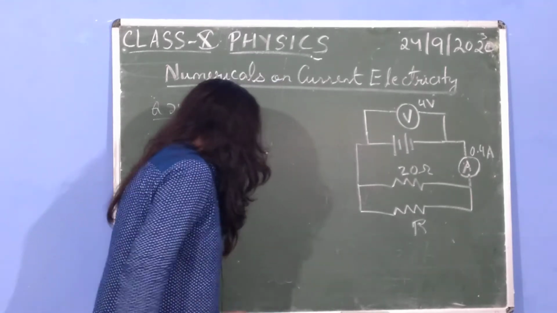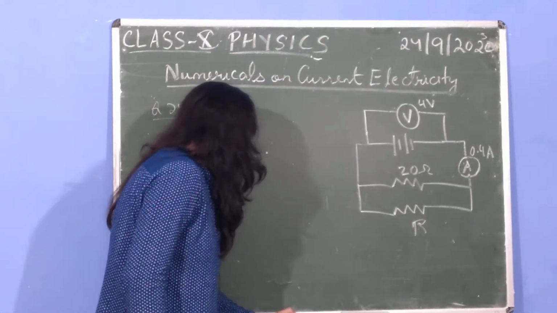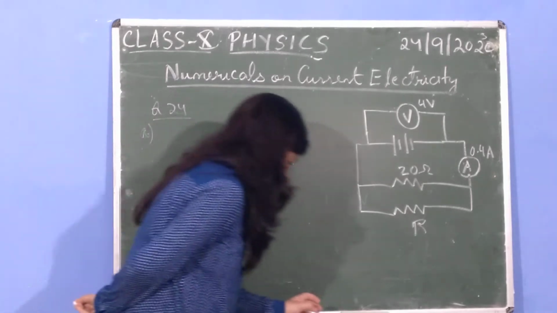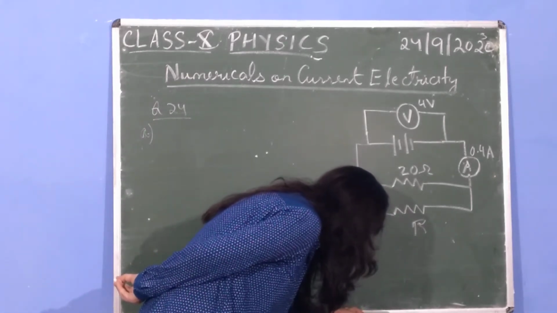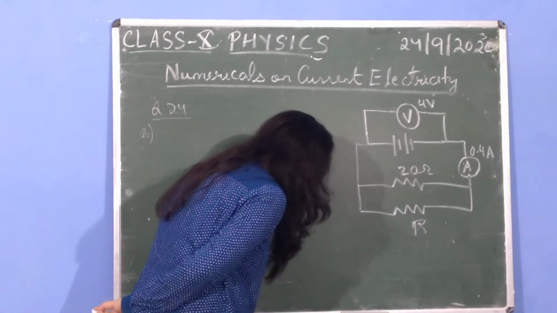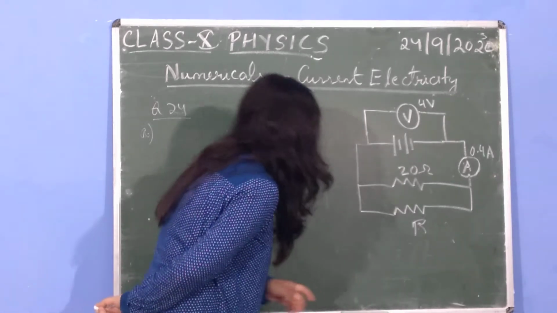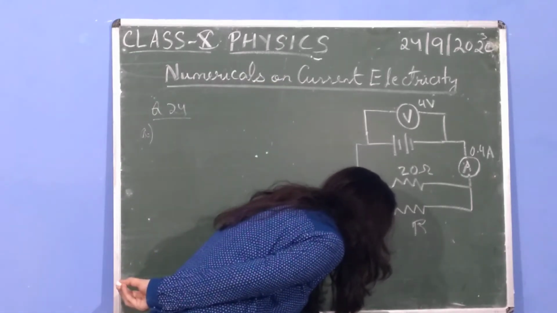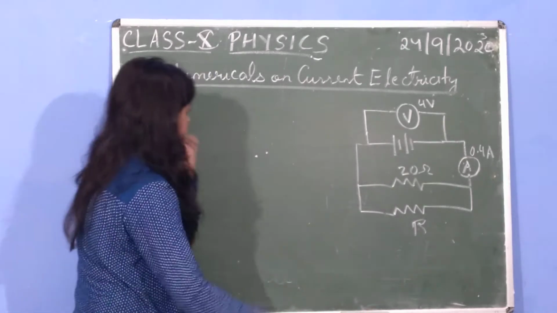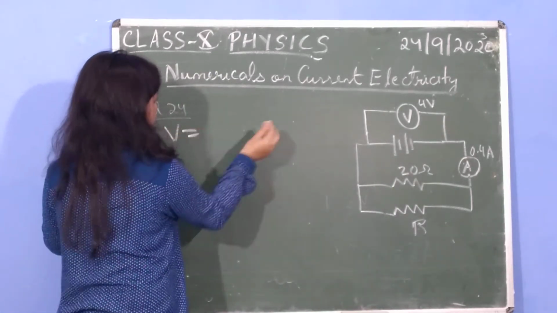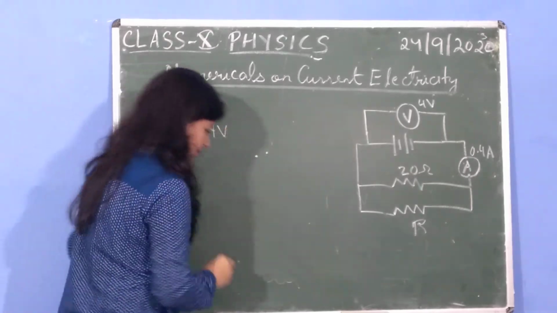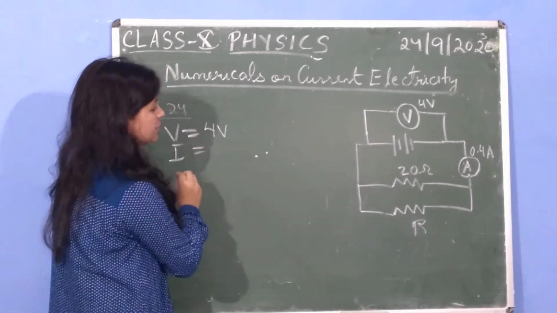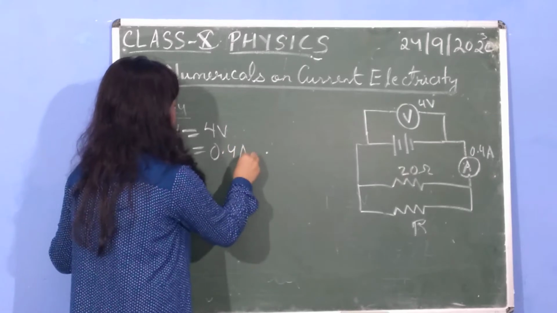Now, the question reads, calculate the total resistance of the circuit. So, part A, total resistance of the circuit. We will come to that later because we do not know the value of R. Okay, so before beginning, we will find out the potential difference across the cell, that is value of V. It is just given in the question. It is equal to 4 volt. Okay, then current, as I told you, the reading shown by the ammeter is 0.4 ampere.